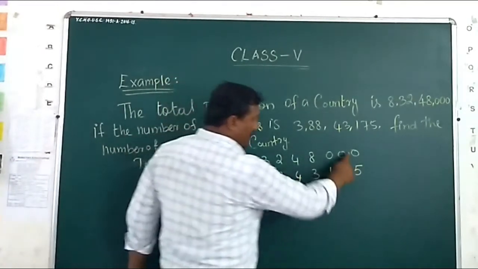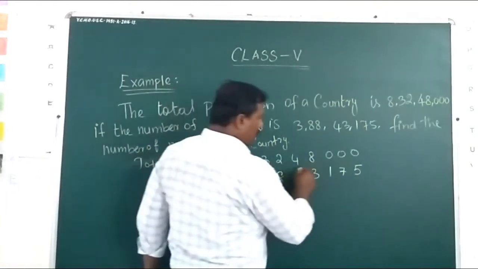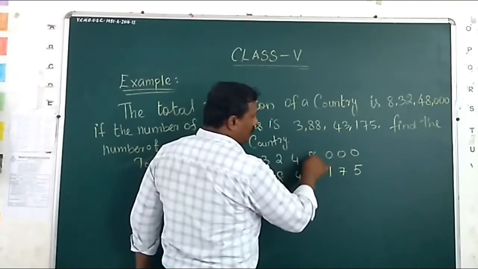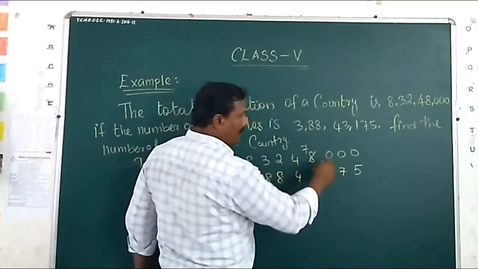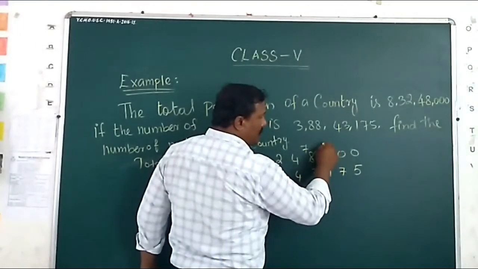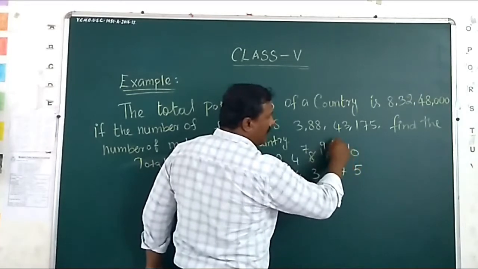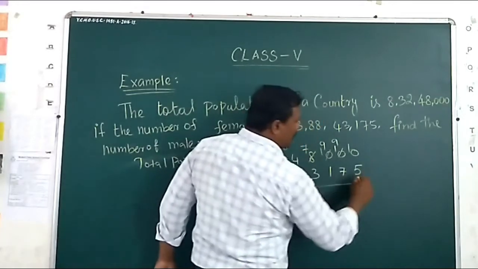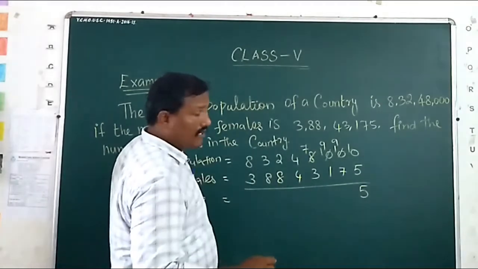So 0 minus 5 we cannot subtract. So we need to borrow, but here also there is nothing, so from here. I will borrow 1 from here, so it becomes 7. The 1 jumps here, it becomes 10, but again I want to borrow, so here 10, then here 9. Now 10 minus 5, 5. Then 9 minus 7, 2.